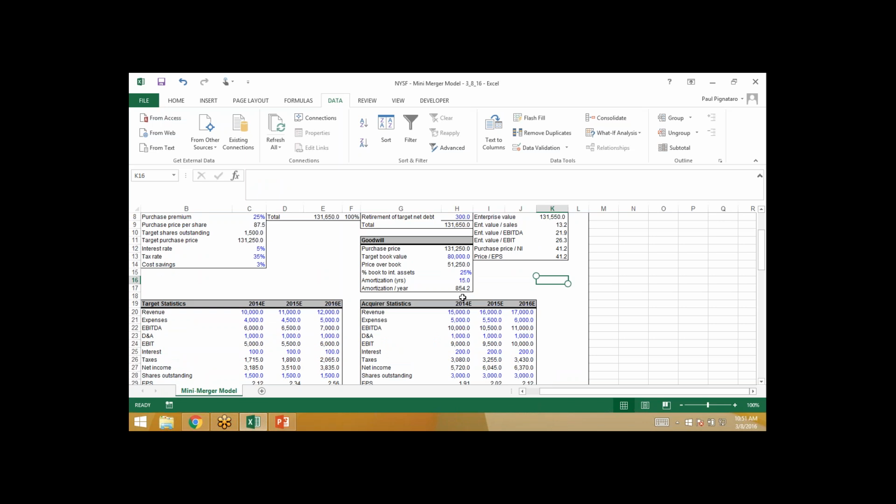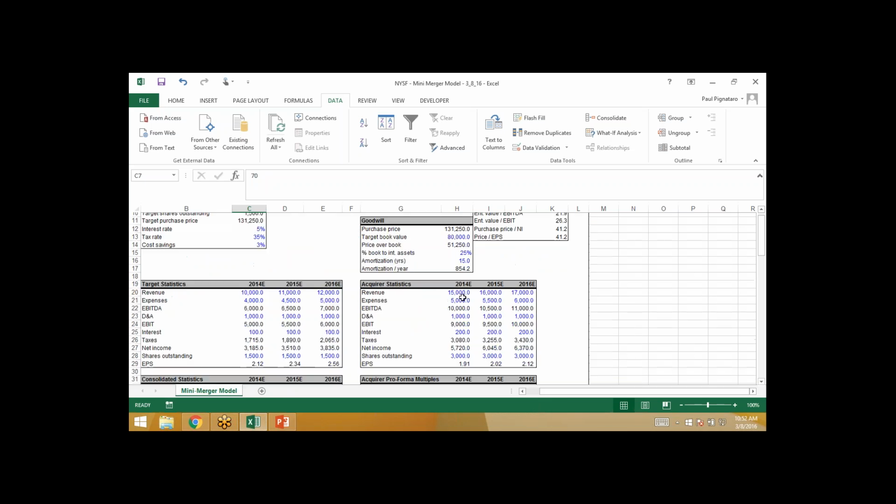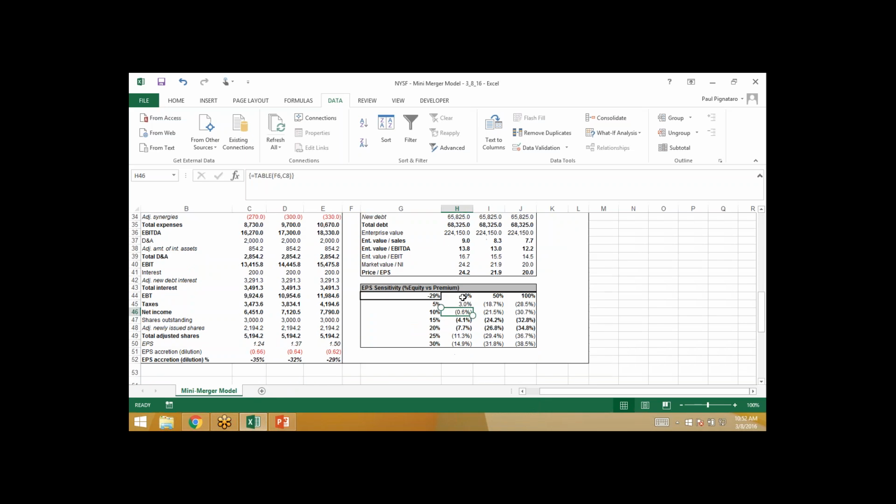Lower the share price. Let's say if the acquired share price was 30, then 30 divided by 2 EPS, the PE would be 15. So if the acquired stock price was more appropriately valued, we should see a normal trend, and here we do.